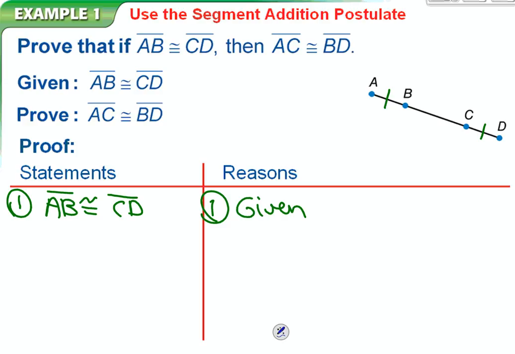And so would you read to me what I'm going to write as statement 2? I'm going to convert this segment AB congruent to segment CD into things that are equal. What am I going to write?